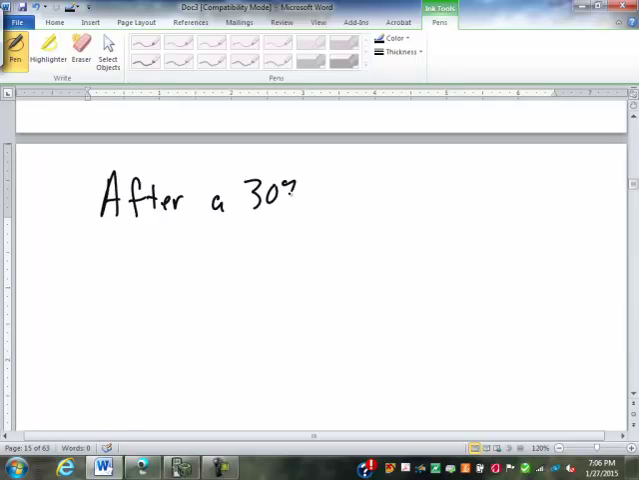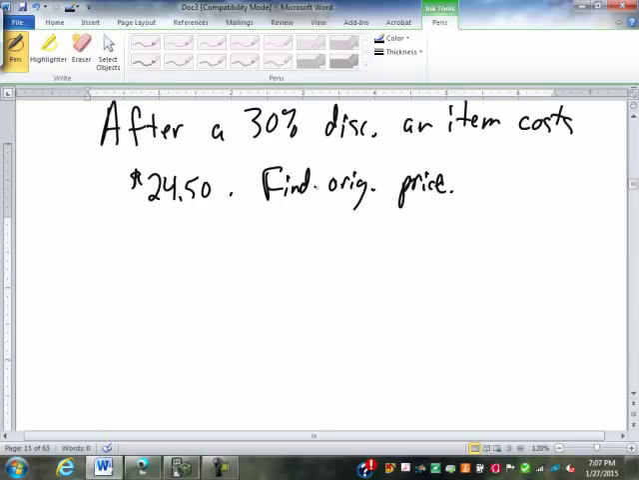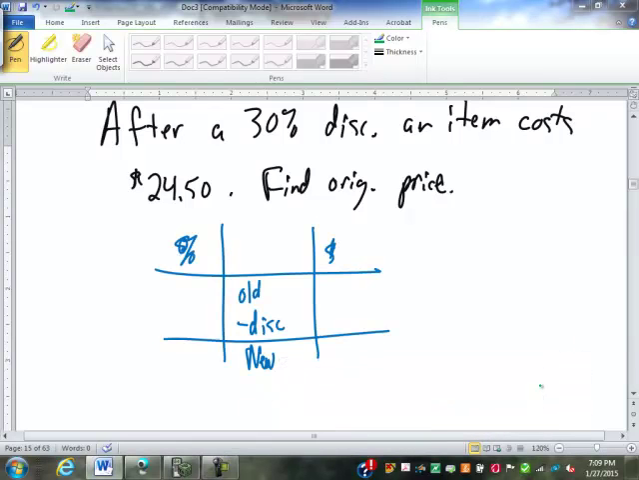After a 30% discount, an item costs $24.50. Find the original price. So let's see if you can translate the last examples into this, and I'll have you guys try to find that quick. So what do we get here?